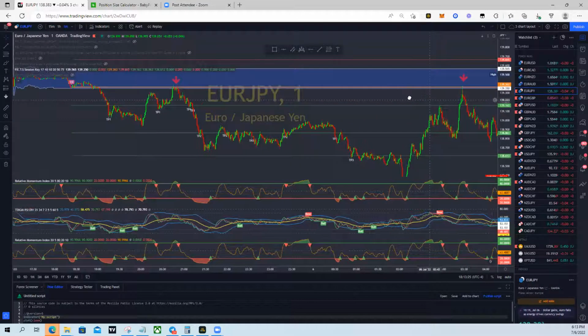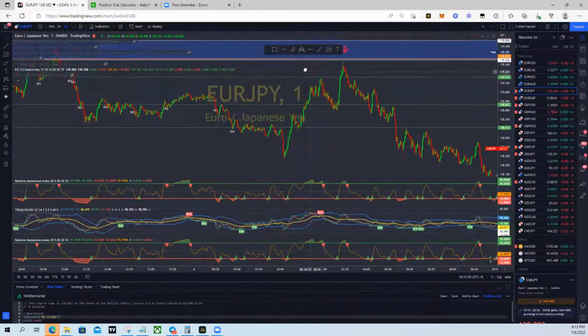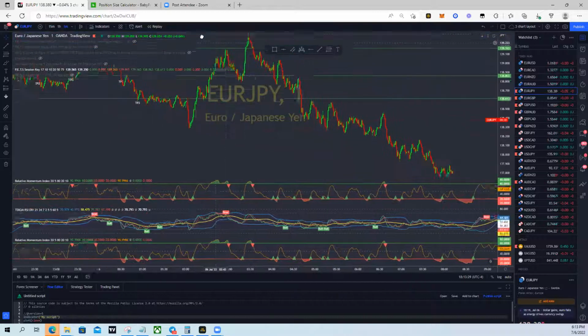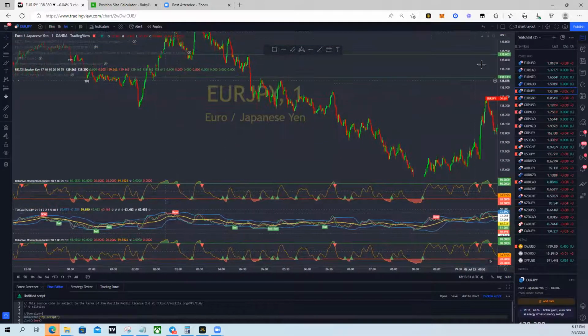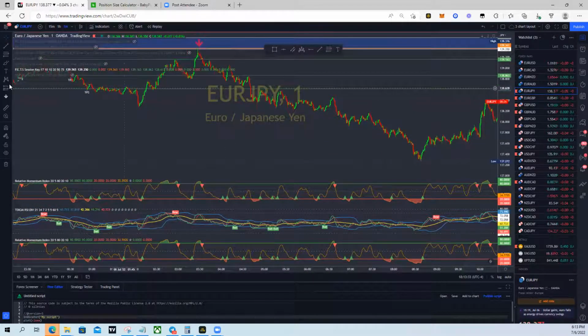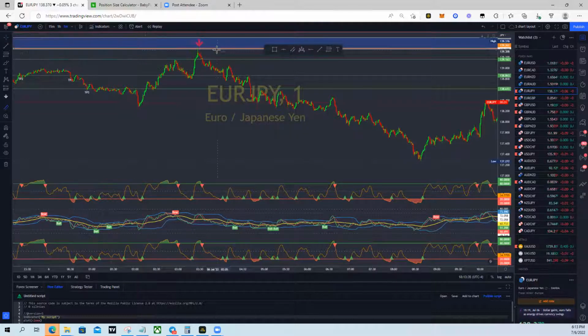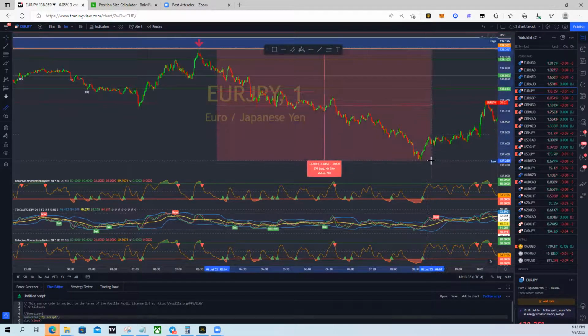This is another sell opportunity that gave you another 100 pips to the downside. That's probably more than 100 pips. Let's count it out. Let's see real quick. That was an easy trade. That's 200 pips. Do you guys see that?